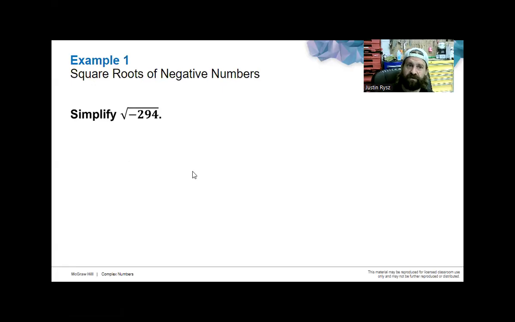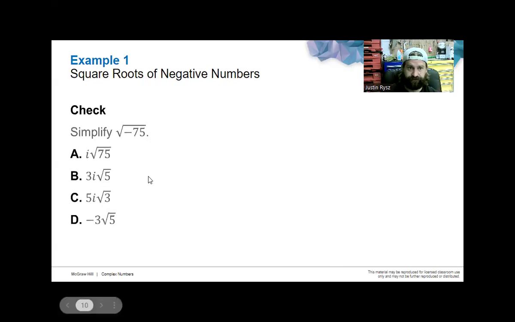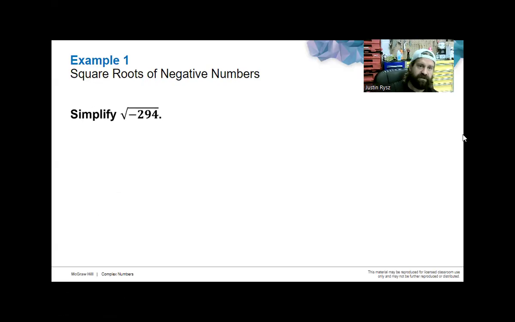All right, so if you need to, go through and give this a try. Try to simplify the square root of negative 294. So what we want to do here is to break this down. Now, we know our answer is going to have an i, but we're still going to break down the 294. So 294, I'm not sure. I'm going to take out a calculator. I know it's even, so I can divide it by 2. 294 divided by 2 is 147.